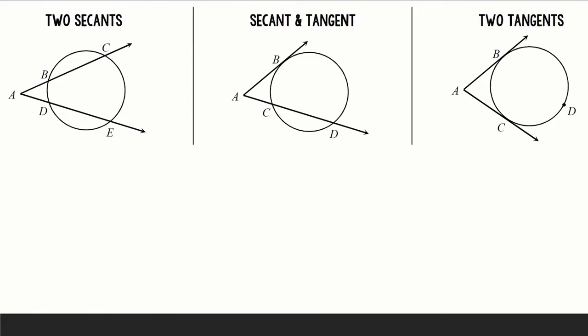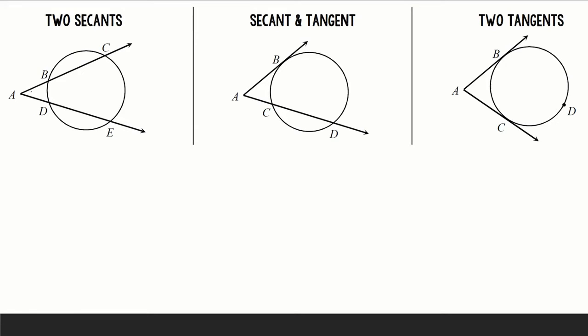So last time we talked about inside angles. So here we're going to talk about outside angles. Now there's different kinds that we can have. We can have two secant lines, we can have a secant and a tangent, or we can have two tangents. But regardless, even though they all look different, we're all going to approach them the same.